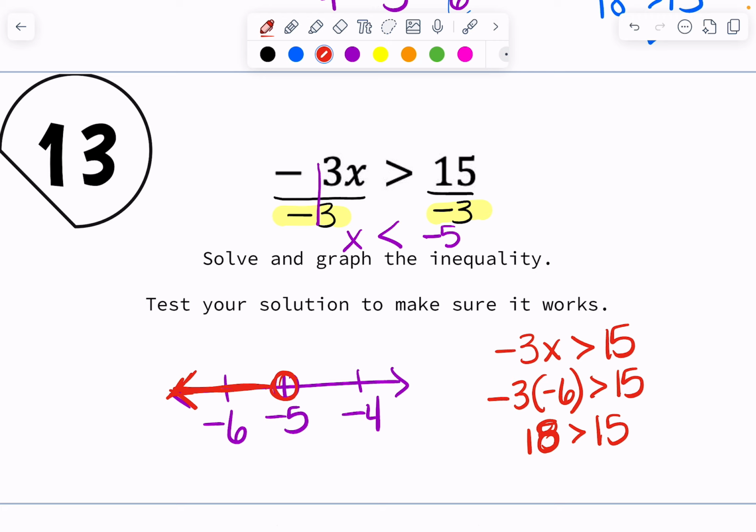If you had forgotten to flip your inequality, so let's say you kept it as x is greater than -5, then you would be plugging in -4. And when you do that, negative 3 times negative 4 would be positive 12, and you would end up with 12 is greater than 15, which is not true. So then that would mean that your arrow needs to go the opposite way.